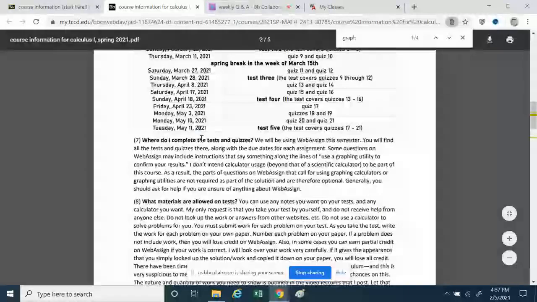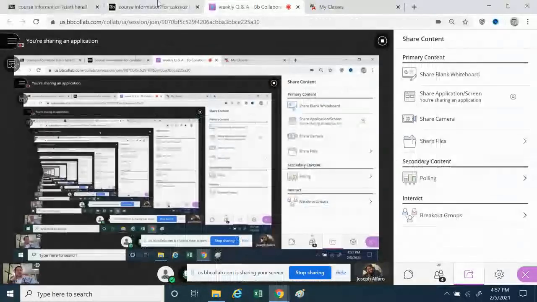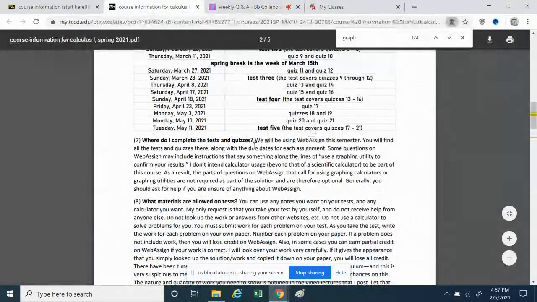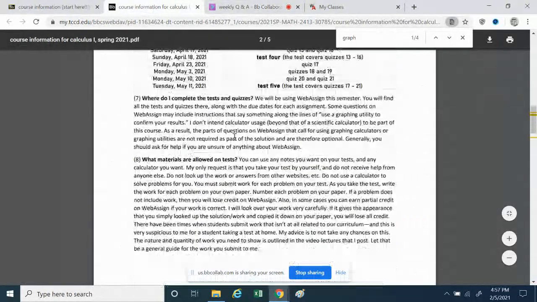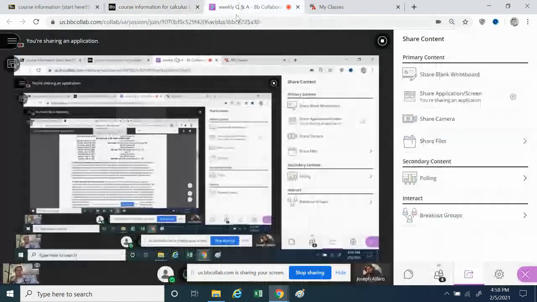So you're saying? Oh wait, I just realized I know this is probably not of great importance to y'all at this point, but I remembered where I found that. Okay, so here's the course information. It's right under the calendar. Where do I complete the assignments? On WebAssign, it says parts of the questions on WebAssign that call for the use of graphing calculators or graphing utilities are not required, so you can always ignore that. Okay, so I got that off my mind.